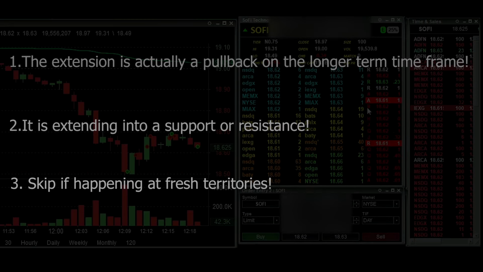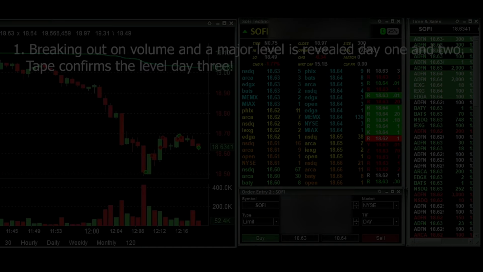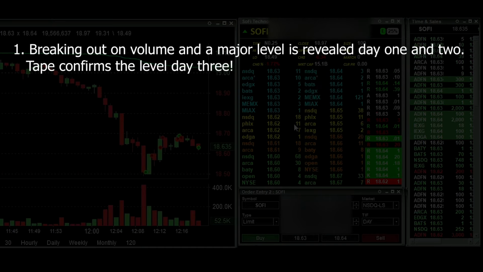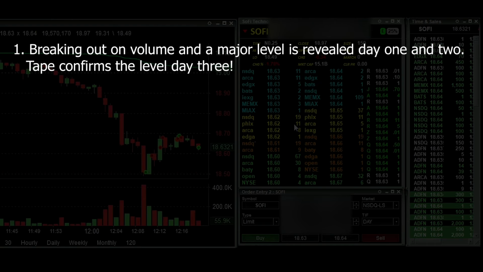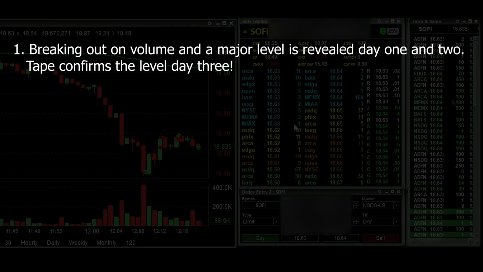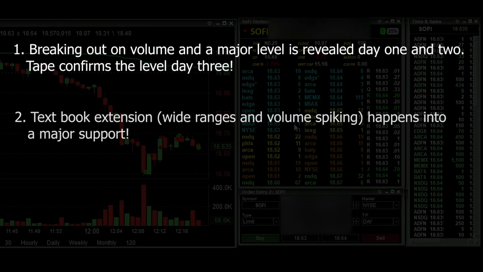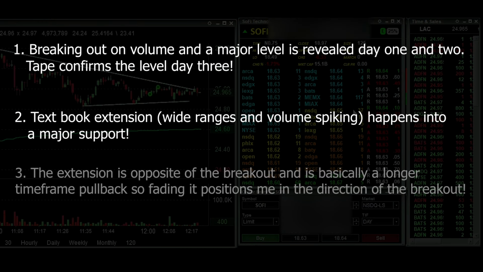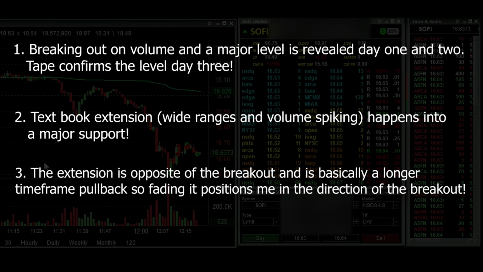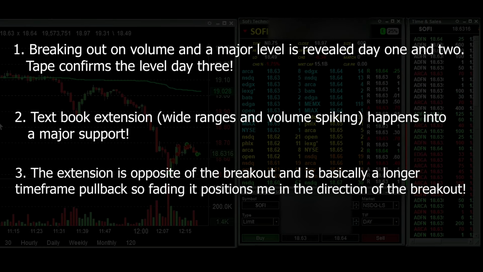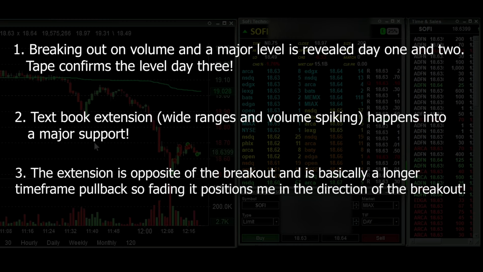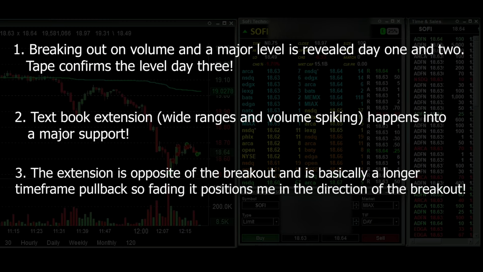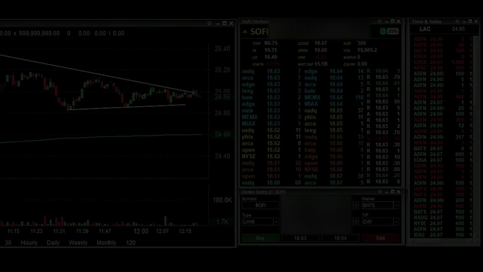Second, let me repeat the variables of this specific trade. First, the stock is breaking out on huge volume on the daily. Then day 1 and day 2 revealed a major level, the 1850 level. Then the tape confirmed that the level had indeed turned into support. And also the extension is into a major support level in the context of a bigger time frame pullback. The extension has all of the textbook characteristics. Ranges are increasing and also volume is spiking. And lastly, going against the extension put me in a position where I was aligned with the breakout.